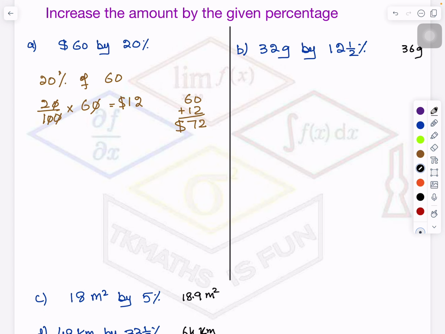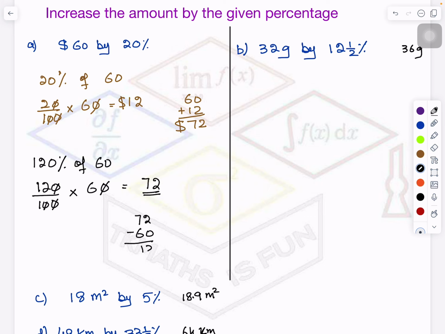Second method. What is the second method? The actual amount is always 100%. And how much is it increasing? 20%. So 100 plus 20 is 120. This method will give me the new amount directly. So 120% of 60. If I solve here, 6 times 12 is 72. So straight away I got the new increased amount. If I want to find out by how much it increased, I will do 72 minus 60. So in both methods you can find out by how much something is increasing and what the new amount is, right? Let's see part B.